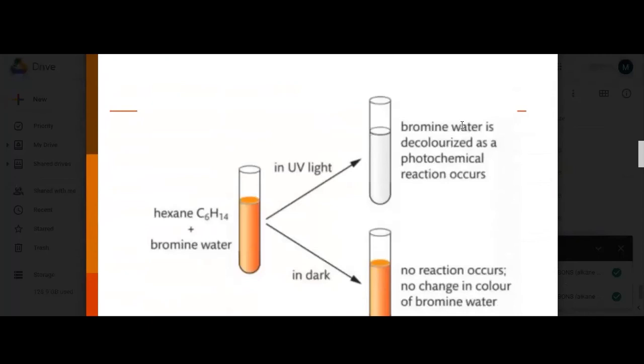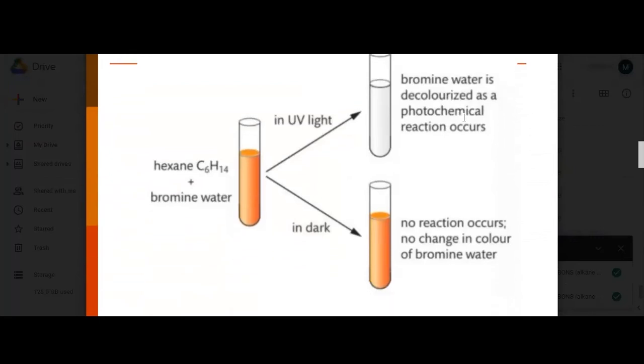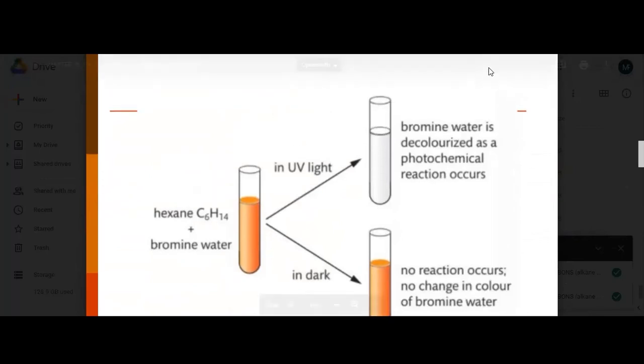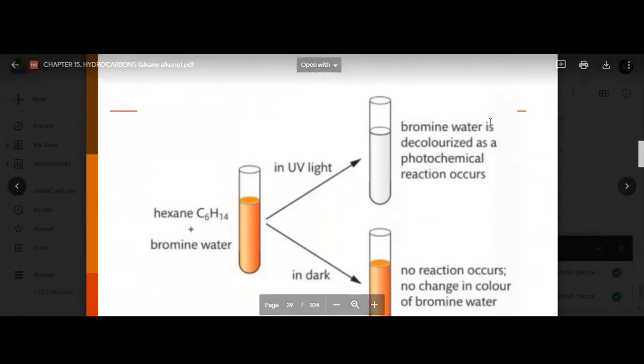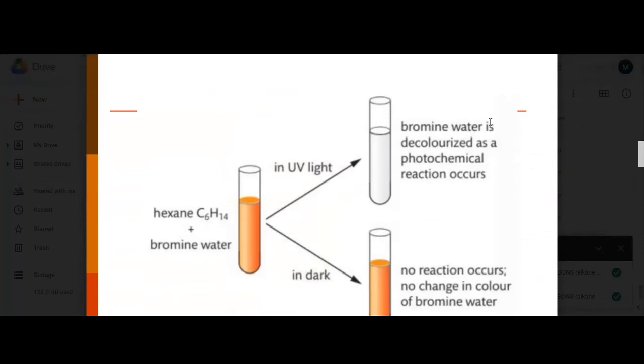Because alkanes can undergo substitution reactions with halogens, we can see that bromine water can undergo a decolorization reaction, and the decolorization occurs in the presence of UV light. In the dark, the substitution will not occur, so bromine water is still brown. But in UV light, the free radical substitution, FRS, occurs. So the bromine will decolorize.